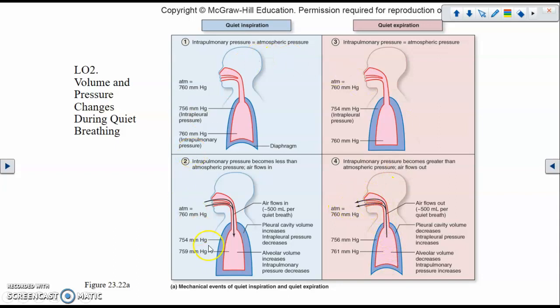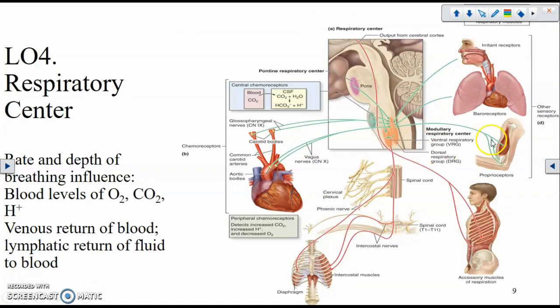So this is just revisiting Boyle's law, which is pressure and volume. P1 V1 equals P2 V2. How do you make the pressure greater? By making the volume smaller. How do you make the pressure lower? By making the volume greater. And that is what is accomplished by this diagram here.